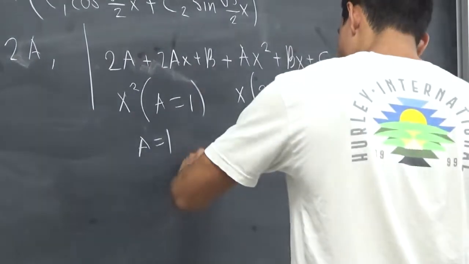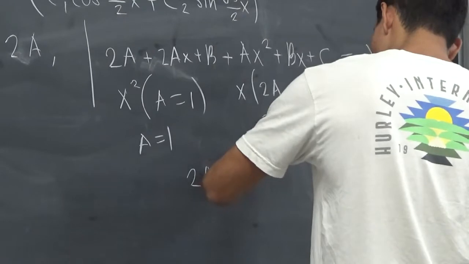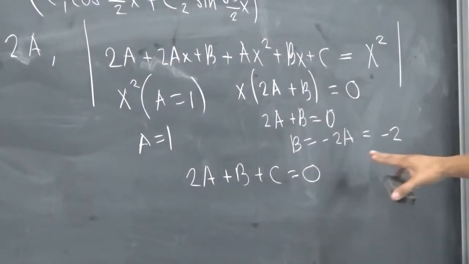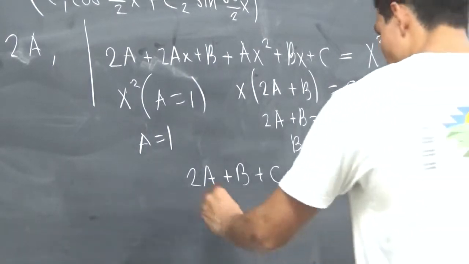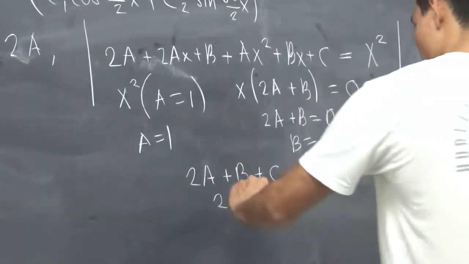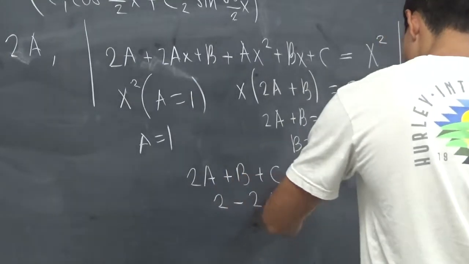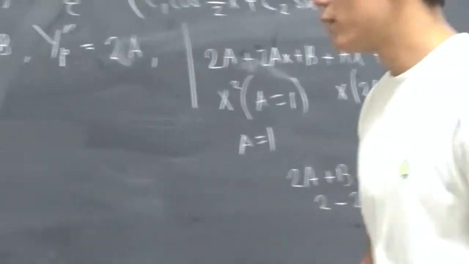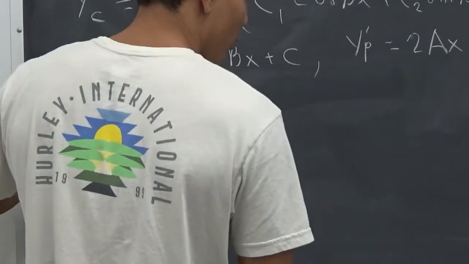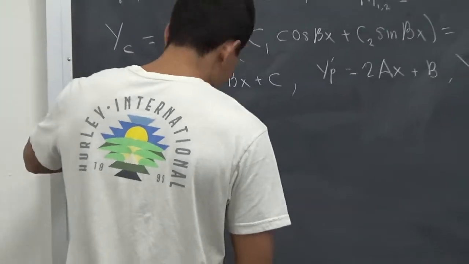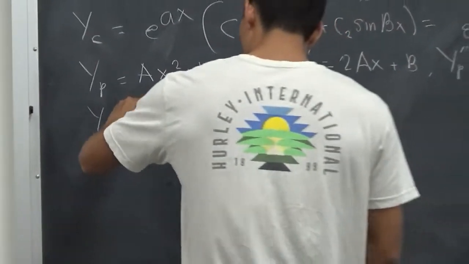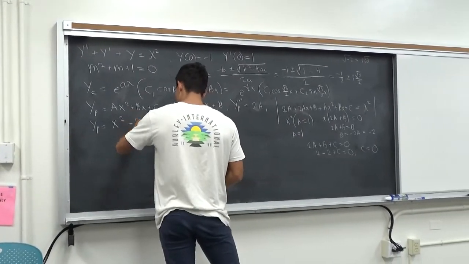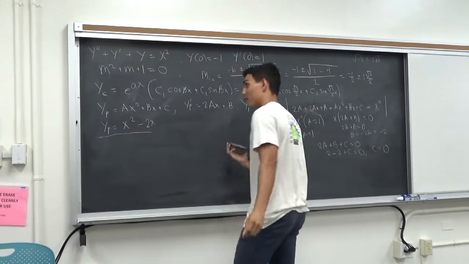So we have 2a plus b plus c equal to 0. What does this mean? Okay, negative a is 1, so we go 2 minus 2 plus c. Oh my god, c is equal to 0. Alright, so we can rewrite yp specifically as: yp is equal to x squared minus 2x. This is yp. This is kind of important.